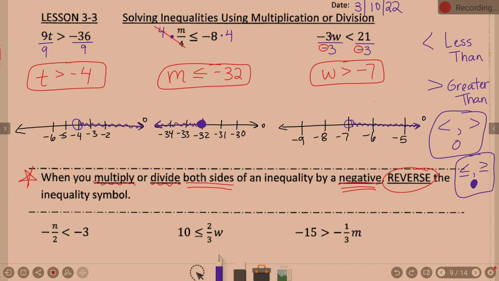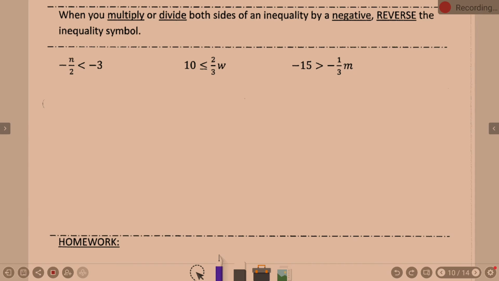Okay, ready to try the bottom half? Keep in mind, you've got to watch out for this rule. Okay, hold on. Get me through these next 3. So here's our rule still. Don't forget it. Negative of n over 2 less than negative 3.